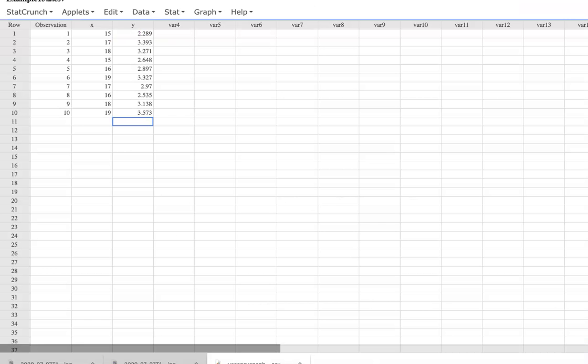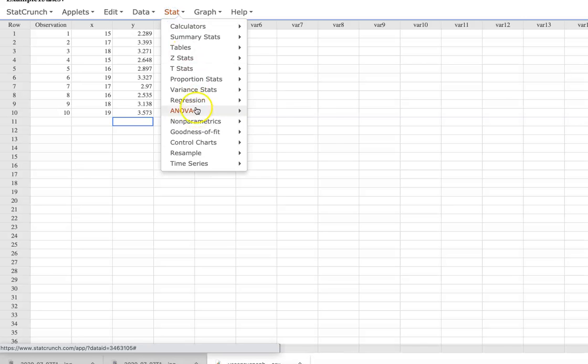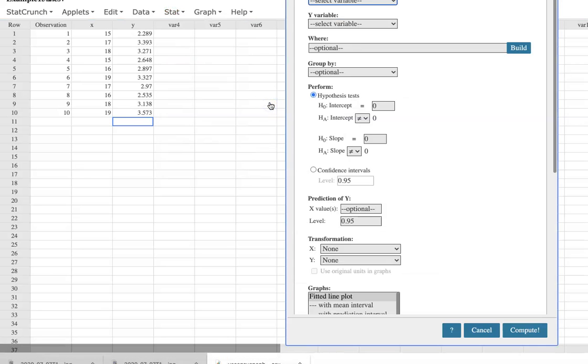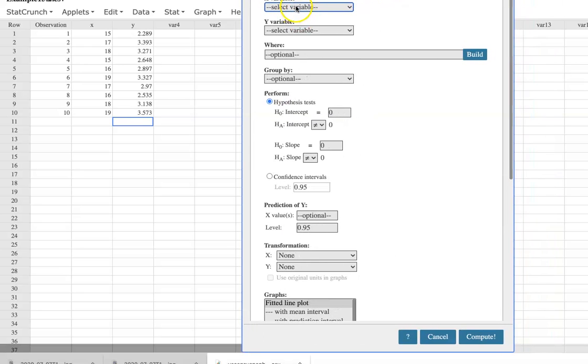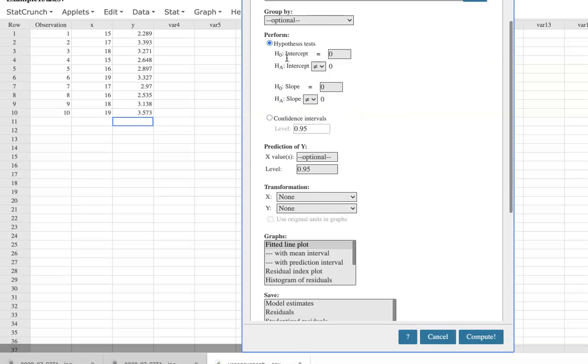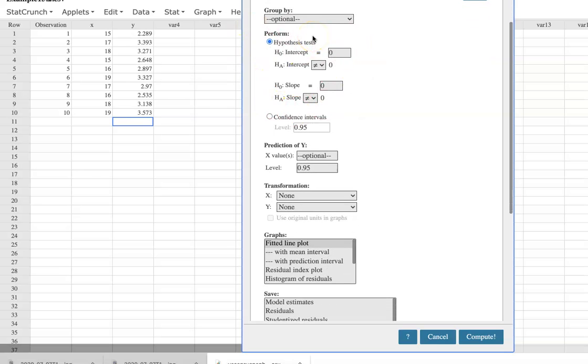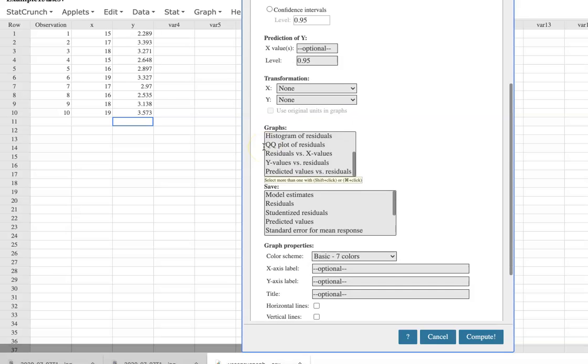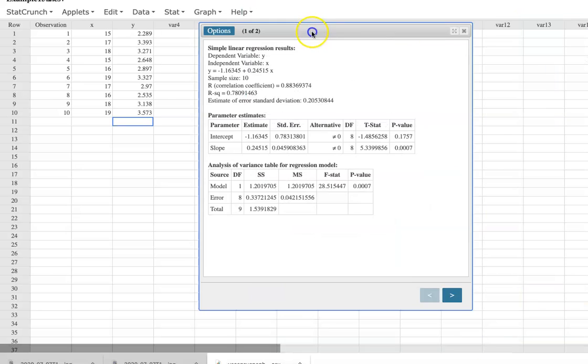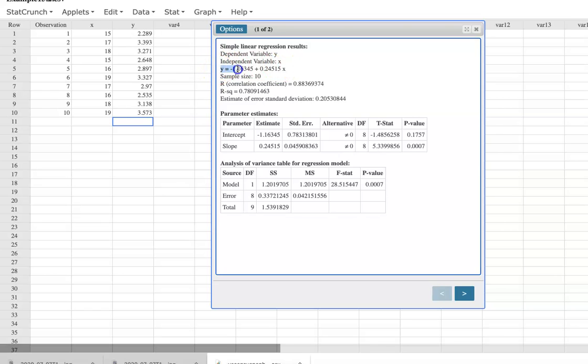We start with our data in StatCrunch, and then we go to Stat, Regression, Simple Linear. Everything that we're going to do is going to be in this menu. The x variable here is x, and the y variable is y, based on the way this data set is given. Later on, we're going to explore the hypothesis test and confidence interval, but for right now, we just want to get our estimate for the regression line. So here's our output, and here is our equation for the regression line. The estimate for the intercept is negative 1.163, and the estimate for the slope is 0.245.